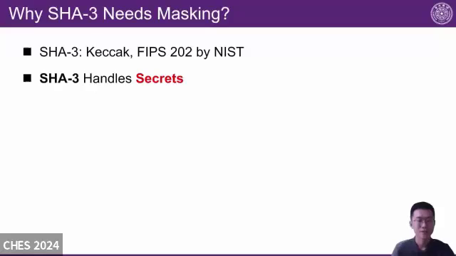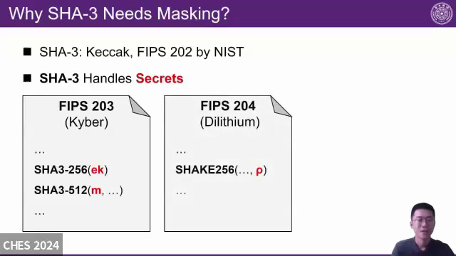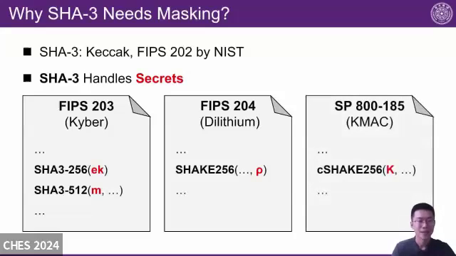The answer is that SHA-3 is often used to handle secrets in higher level algorithms. For example, in the post-quantum algorithm Kyber, SHA-3 is used to process secret random data and encapsulation key. In both Kyber and Dilithium, SHA-3 is also used to expand secret seeds for generating pseudo-random numbers. In Keccak-based MACs, like NIST standardized KMAC, SHA-3's input also includes secret keys. In all these scenarios, compromising SHA-3 to uncover these secret inputs would undermine the security of higher level algorithms.